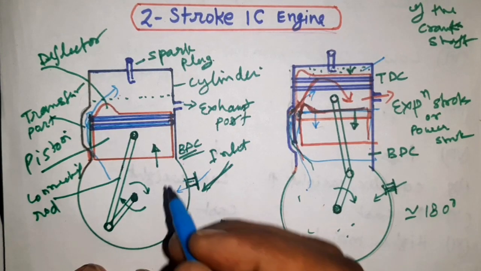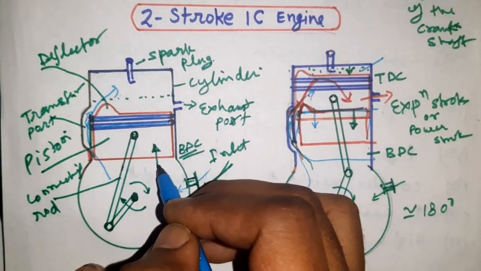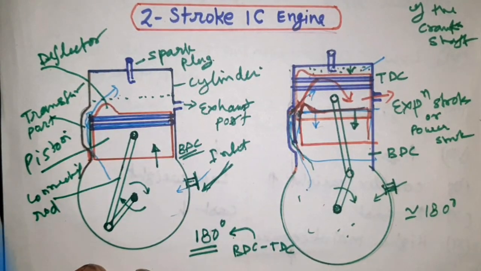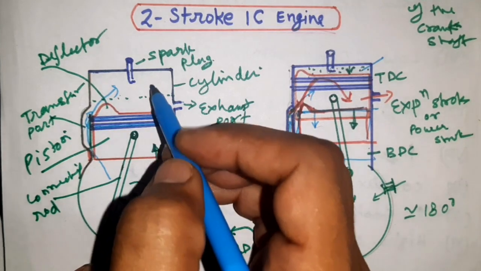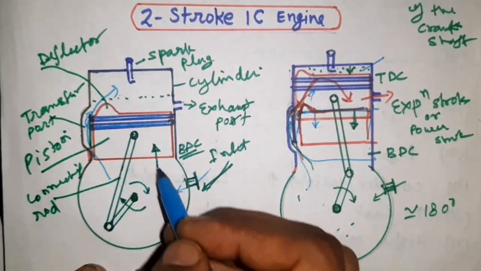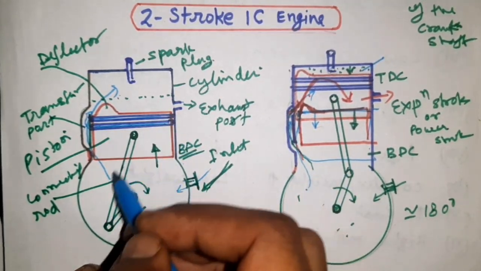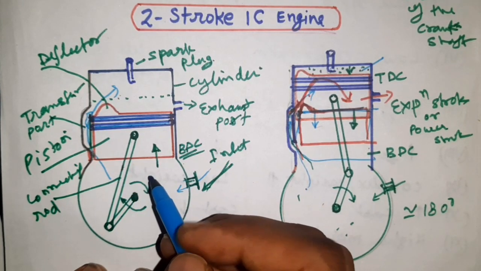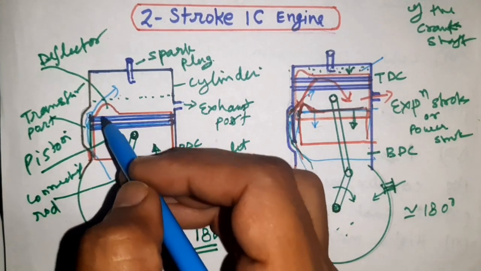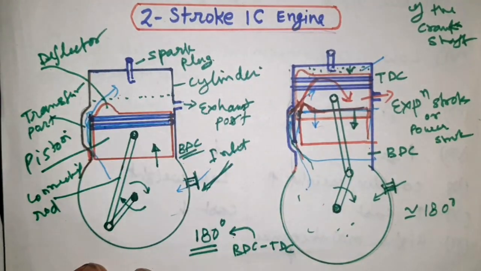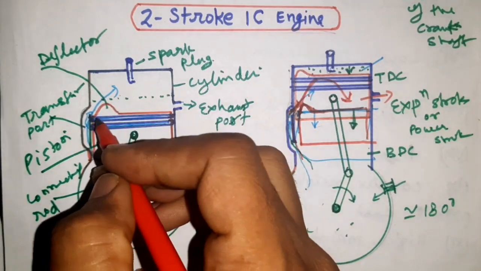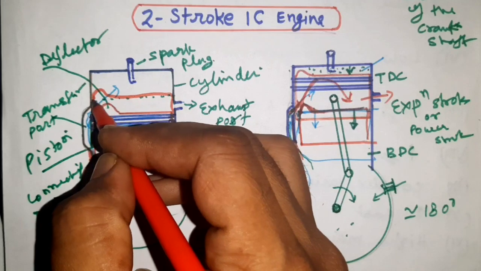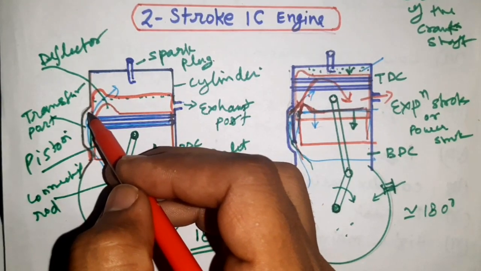Actually, this piston is moving from BDC to TDC. When the piston moves from BDC to TDC, the volume in the bottom location increases, which means a suction effect takes place. When the piston moves up to here, it will close this port and this port.